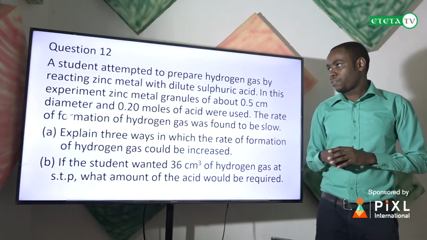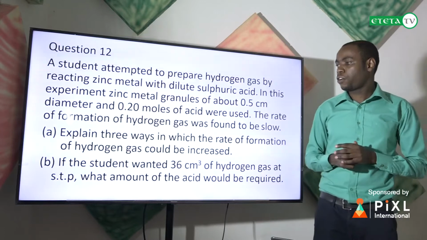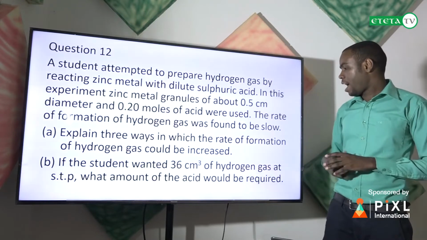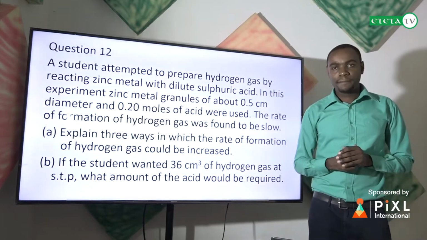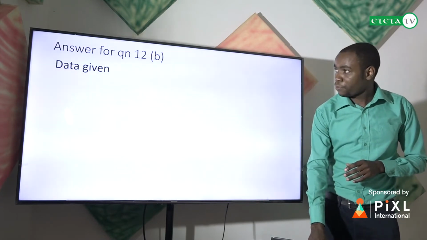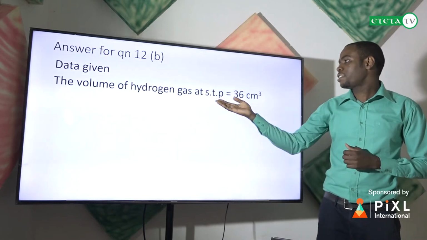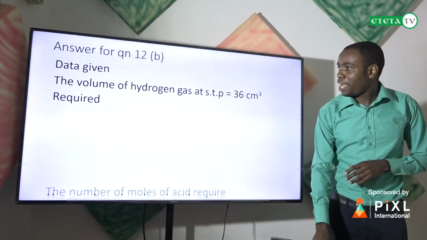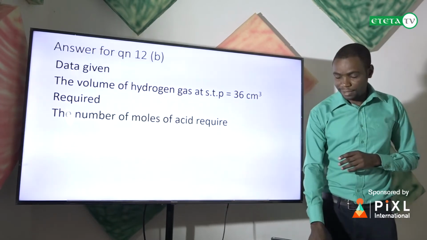I will not solve this question number 12A, but I will solve question number 12B, which can be solved by using a mole concept. If the student wanted 36 centimeter cube of hydrogen gas at standard temperature and pressure, what amount of the acid would be required? Now, by solving this question number 12B, first of all, you have to write data given, and here you have been given the volume of hydrogen gas at the standard temperature and pressure, which is equal to 36 centimeter cube. So what is required is the number of moles of acid.